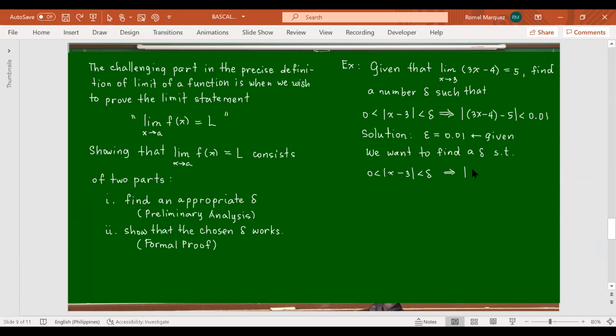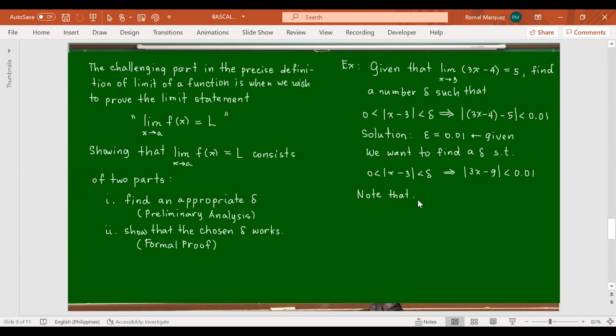3x minus 4. That is 3x minus 9 actually. Am I correct, guys? Am I correct? 3x minus 9, right? Yes, okay?